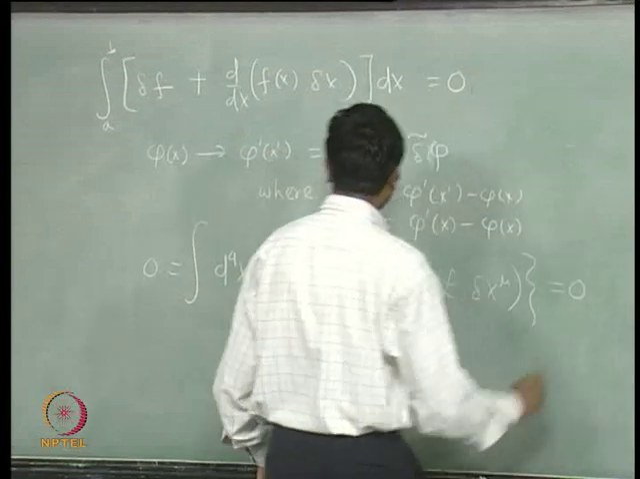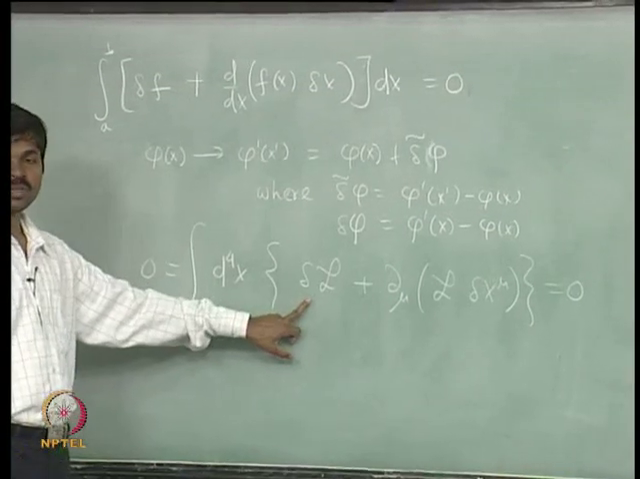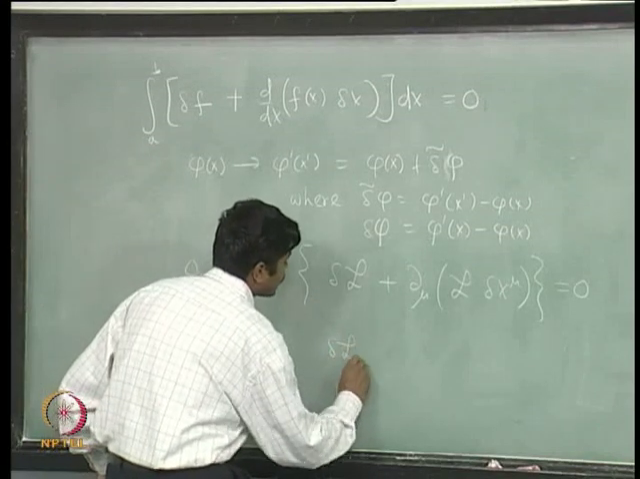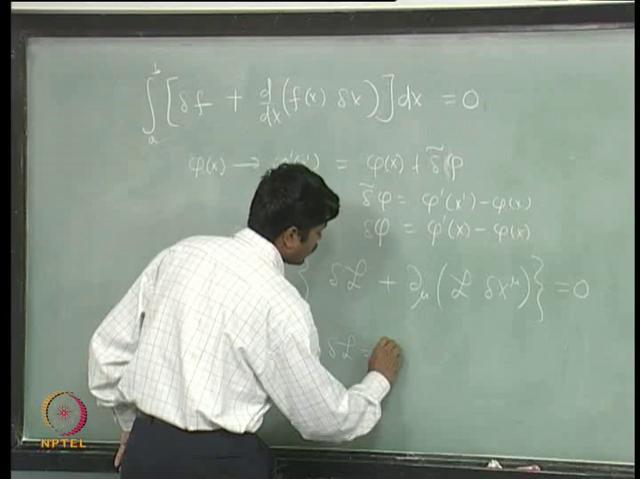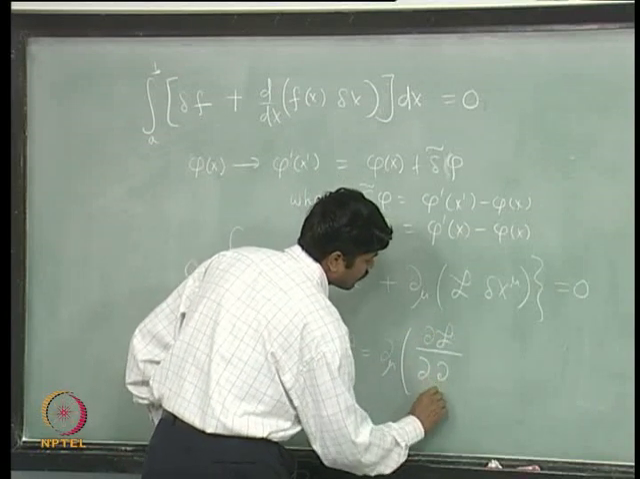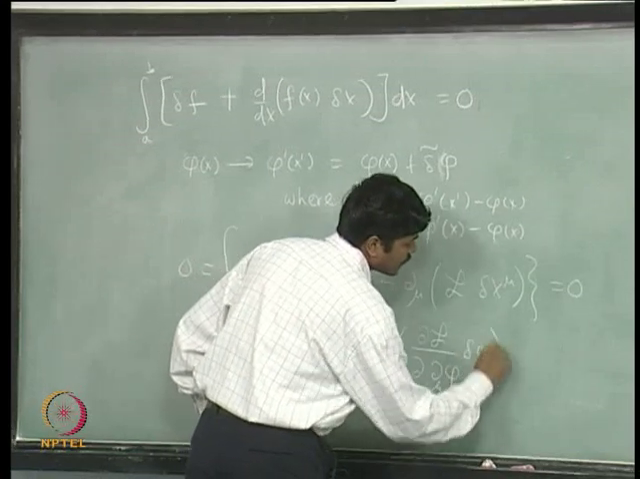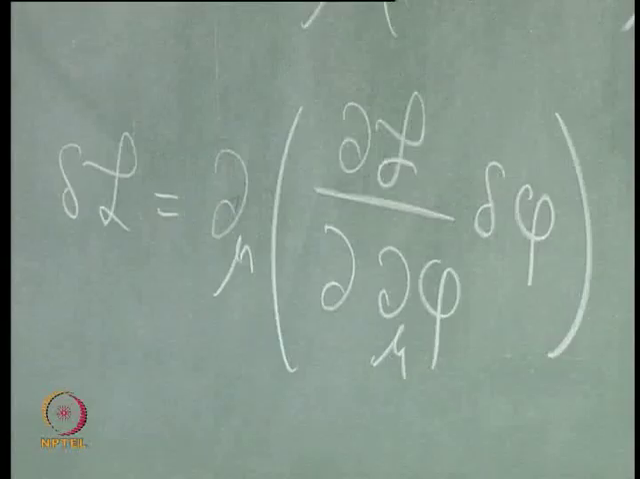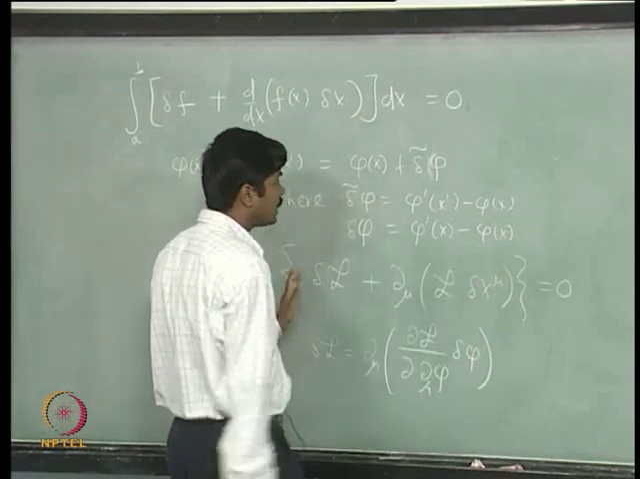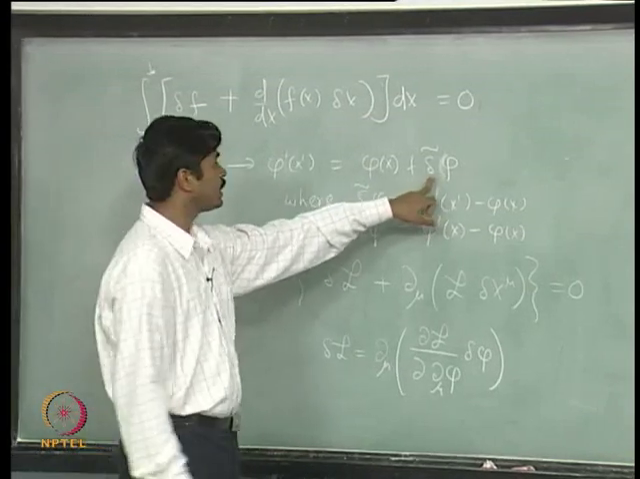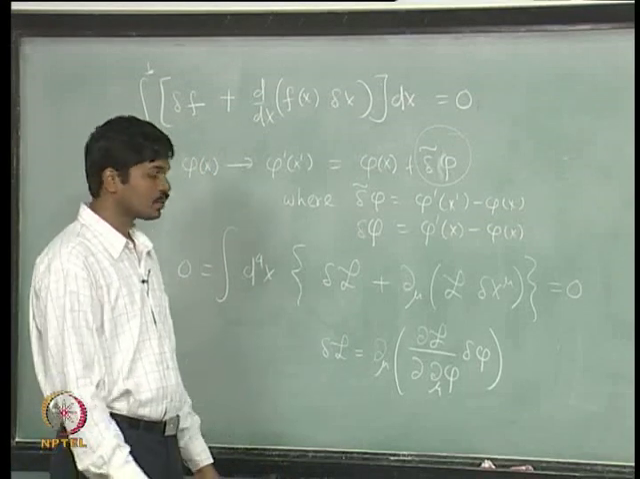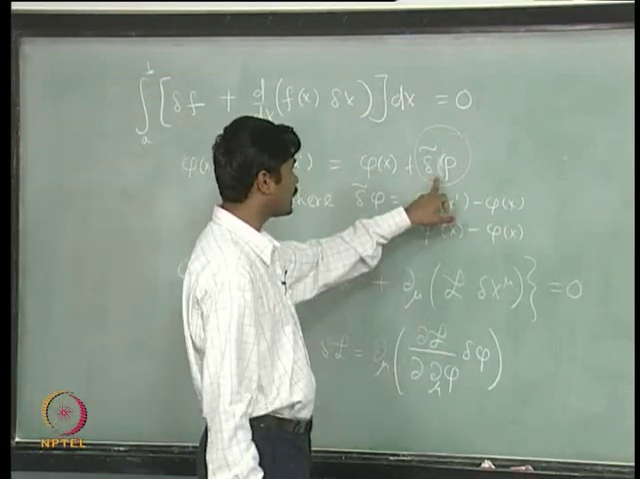Delta L is what we have derived in the last lecture, and what we saw is delta L is equal to del mu of del L over del mu phi delta phi. However, we want to express this quantity inside the curly bracket in terms of the transformed quantities delta tilde phi and delta x. So, let us express everything in terms of delta tilde phi.